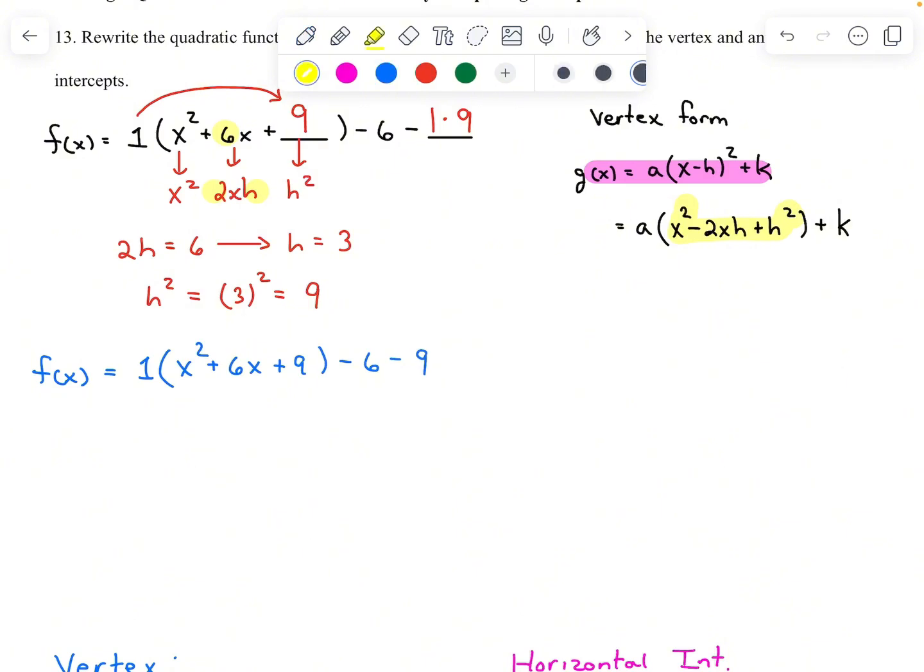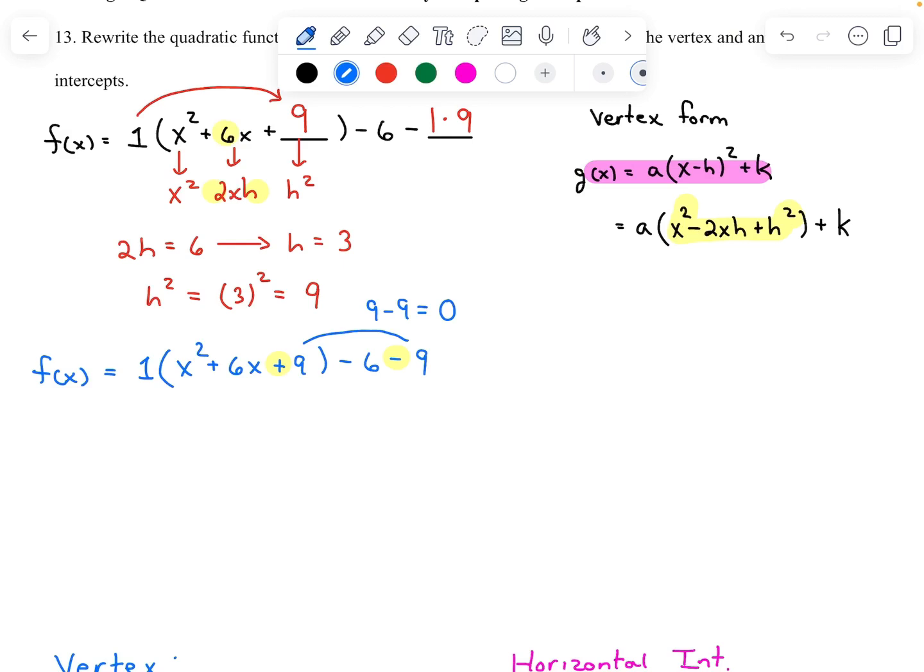Now the reason why there's a positive sign inside the parentheses and a negative sign outside of the parentheses is because if we take 9 and subtract 9, the result is 0. So what we've done is we've basically added 0 to the function. And if you add 0 to a function, it doesn't change the function. We just rewrote 0 as 9 minus 9.